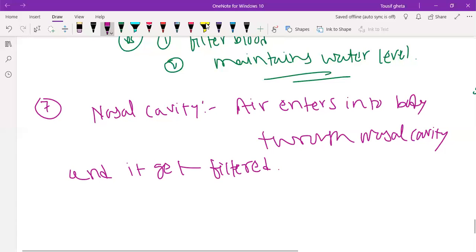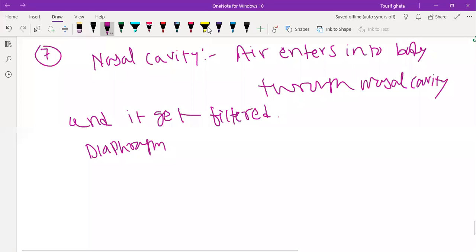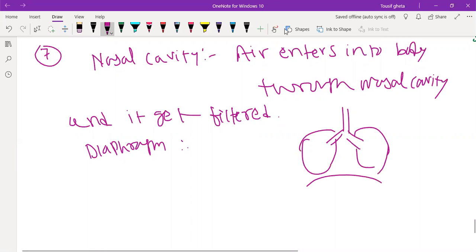But the next one is diaphragm. Diaphragm is present at the base of the lungs. Because the diaphragm contracts and relaxes, it helps the lungs in inspiration and expiration.